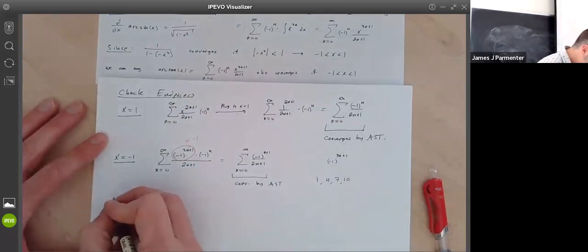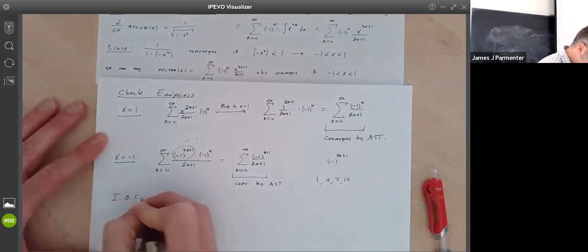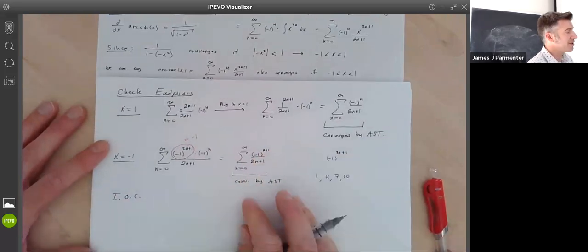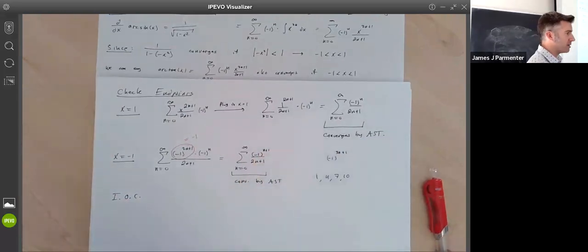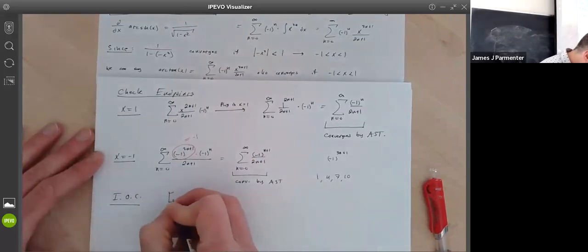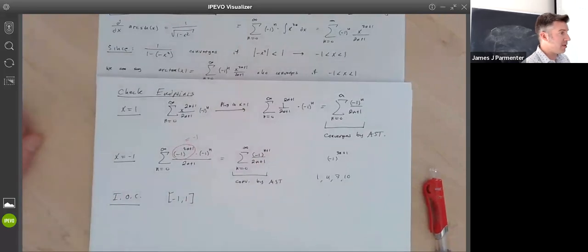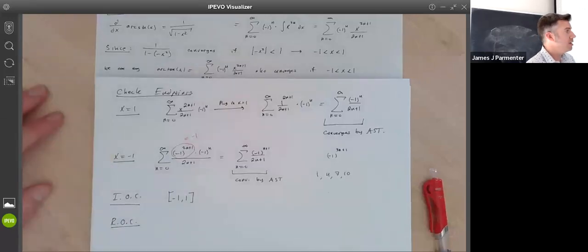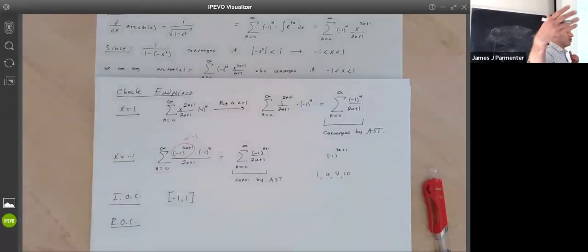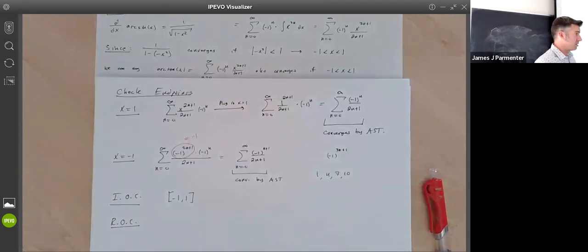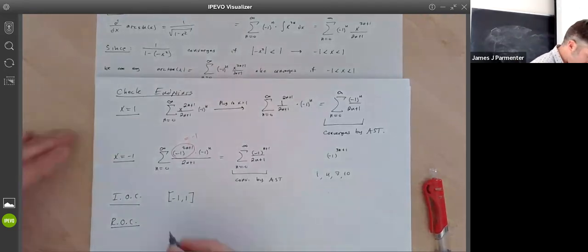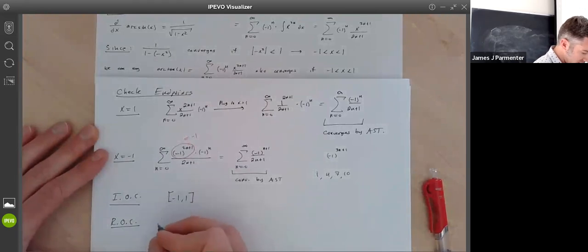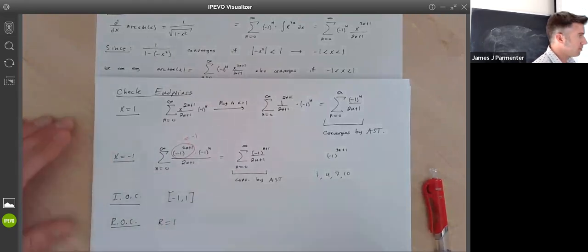So for our interval of convergence here, we're including both of the endpoints, both x equal to 1 and x equal to -1. So our interval of convergence is actually -1 to 1, inclusive of both endpoints. Our radius of convergence hasn't changed. The radius of convergence when you differentiate or anti-differentiate literally never changes. It's always the same. The radius of convergence is still r equal to 1.